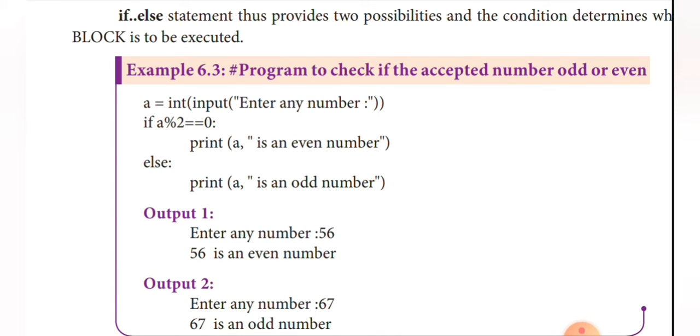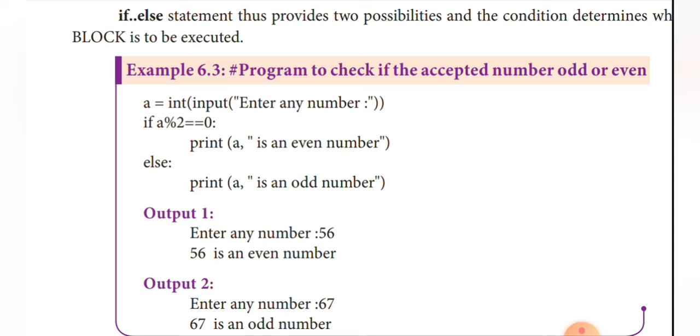Print A, comma, is an odd number. Here, "is an odd number" is a message and A is the variable. We already learned four different types of syntax for the print statement. Print variable, comma, string prompt. Here the variable is A and the string prompt is "is an odd number". Now you can see the inputs.